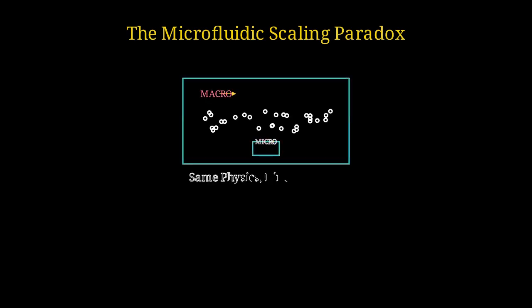Welcome to a fascinating exploration of the microfluidic scaling paradox, where the rules of fluid behavior completely flip at tiny scales. At the macro scale, fluids behave chaotically with turbulent swirls, but shrink down to microscale, and suddenly everything becomes calm and orderly, even under identical conditions.